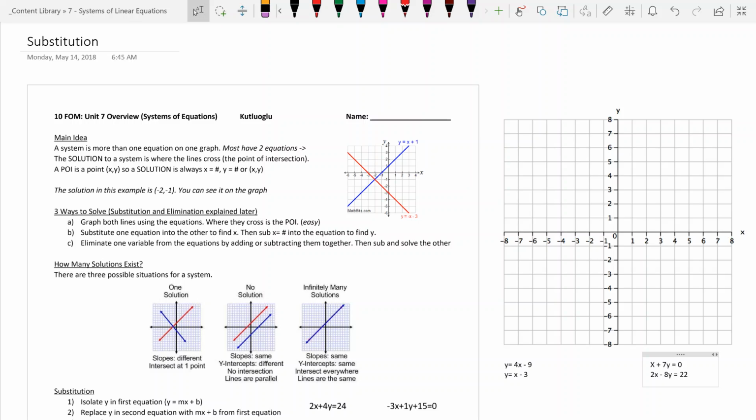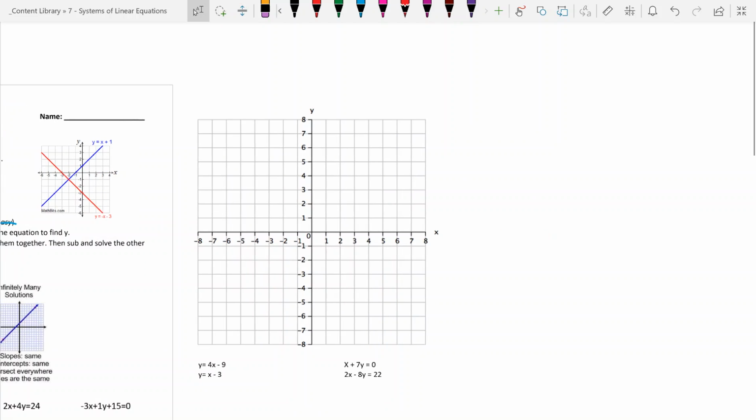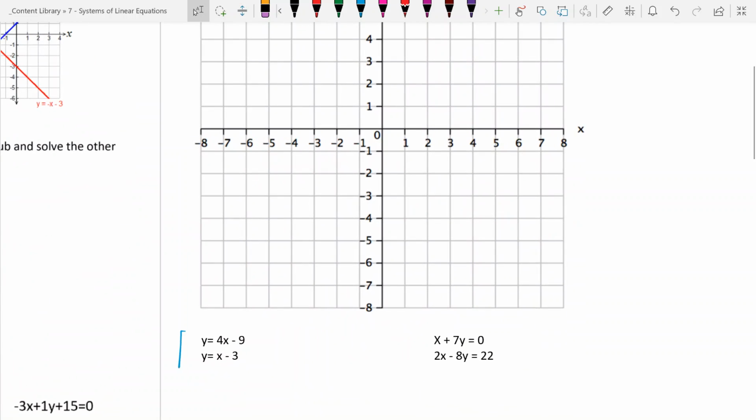All right, so last video we talked about some introduction to systems of equations. Now we're going to talk about substitution. This is the way to solve it without graphing, because we said graphing was lame, so no graphing. So we're going to look at two examples here. We'll look at the first one first.